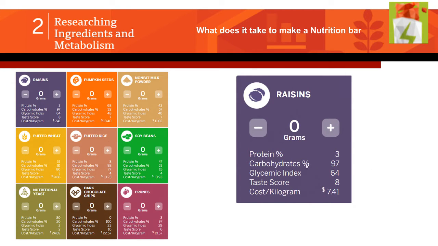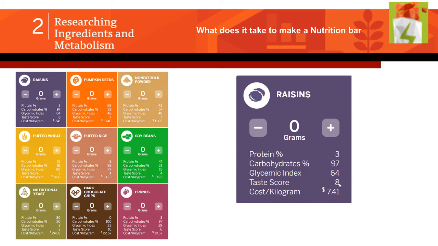In particular, proteins, as we know from our metabolism lesson, relate to how we grow and repair our cells. Carbohydrates break down into starch, which turns into glucose, and that makes energy for us. The glycemic index tells us how quickly something can be broken down in our body. A higher score means we get energy faster, and a lower score means we get energy slower.